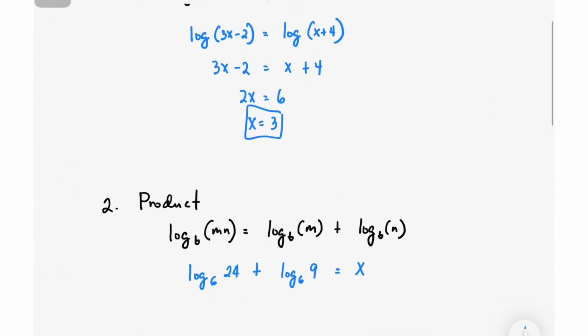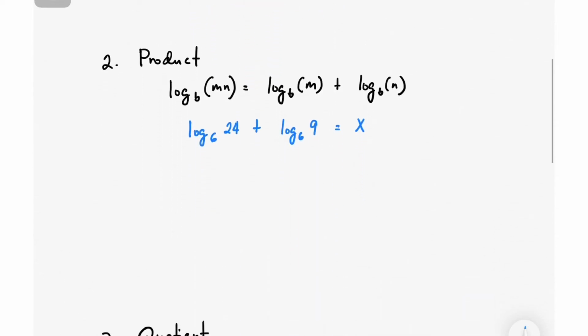Now let's have another logarithm property, the product property, which states that if you are given log base b of m times n, it is equal to log base b of m plus log base b of n. And to apply, let's have the example written in blue. Log base 6 of 24 plus log base 6 of 9 equals x. Since the base on the left hand side is the same, you can multiply 24 and 9. It will be like this following the product property.